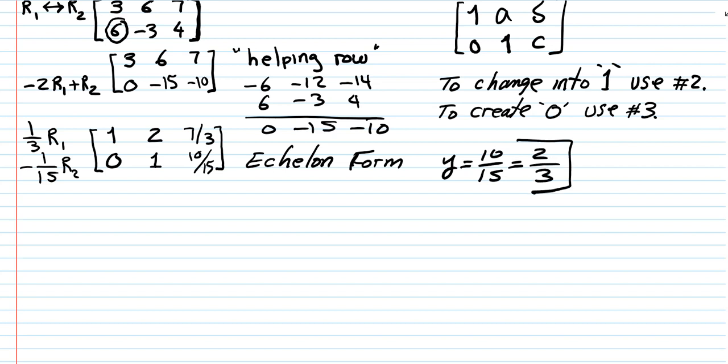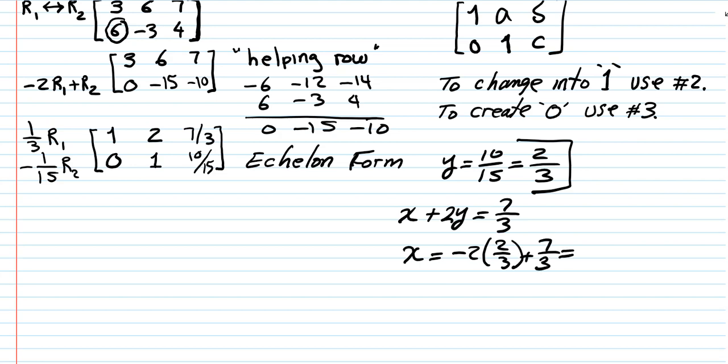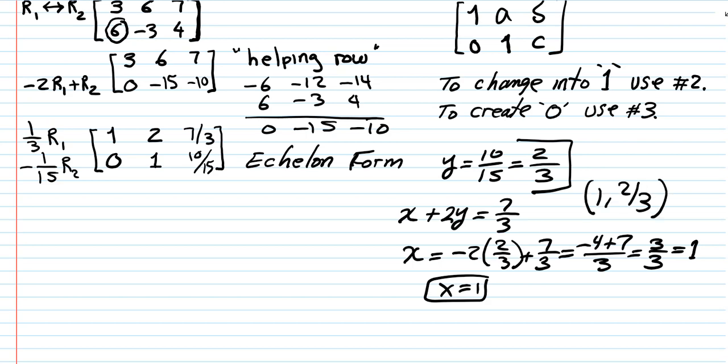There. And once we have the solution to y, we can back substitute in the first row, x plus 2y equals 7/3. So x would be negative 2 times y. I'm moving y to the other side. So it's going to be negative 2 times 2/3 plus 7/3. That's negative 4/3 plus 7/3, or 3/3, or 1. X must be 1. The solution is 1, 2/3. And the system is solved.